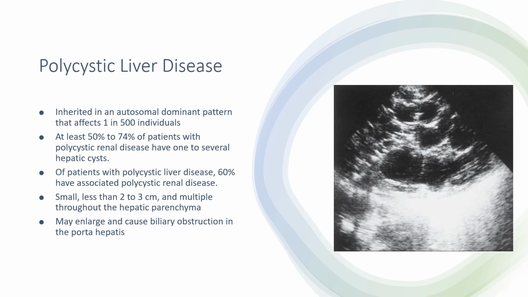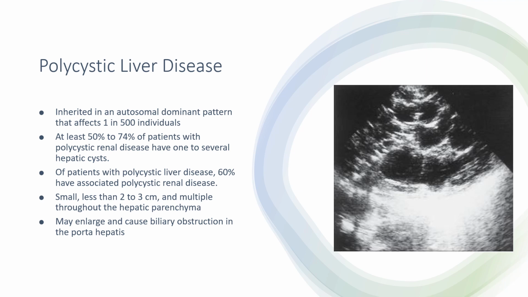Let's talk about polycystic liver disease. This is an inherited autosomal dominant pattern. We see it in about 1 in 500 individuals, and at least 50 to 74% of patients who have polycystic renal disease will have 1 to several hepatic cysts as well. So if you see cysts in the renal area, you need to look at the liver as well. Patients with polycystic liver disease, 60% of them, as I said, are going to have that polycystic renal disease as well.